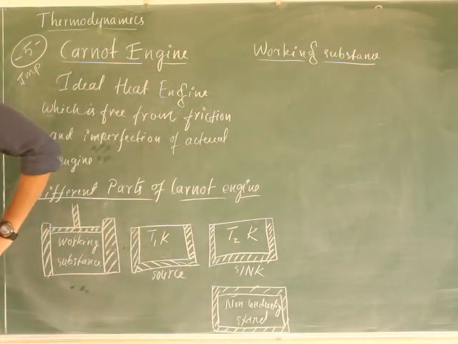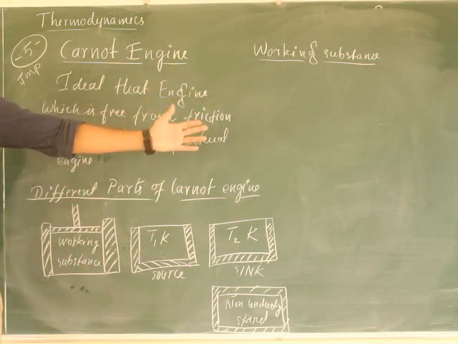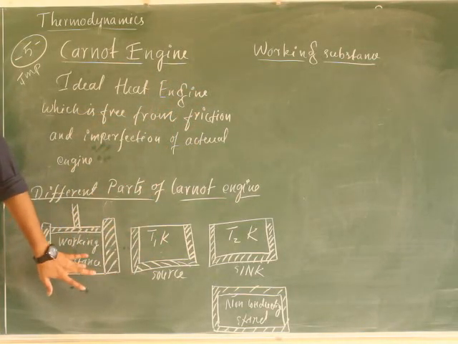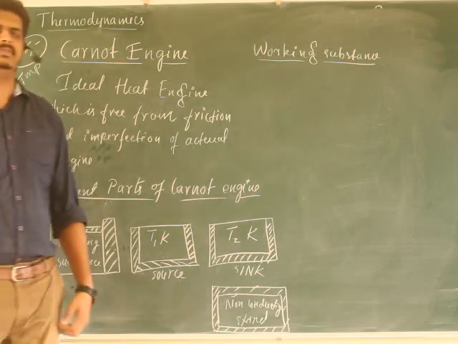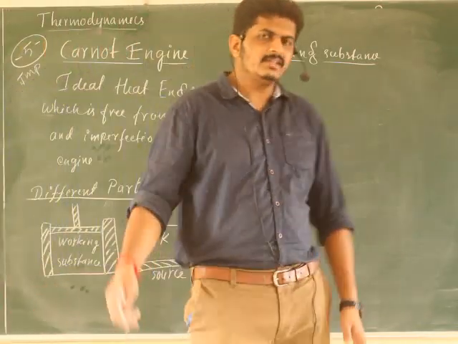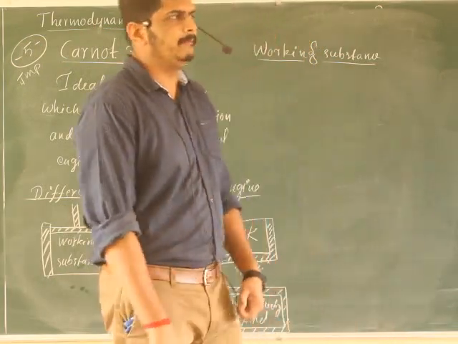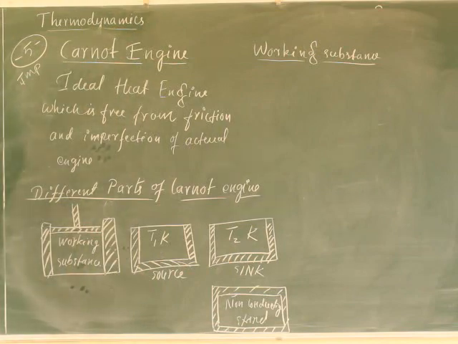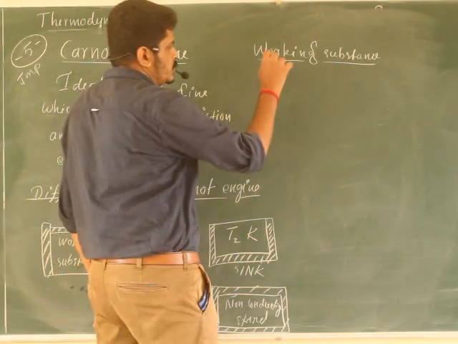It's a cylinder. The shape is like a cylinder, no? It's a cylinder with a perfectly conducting base, perfectly non-conducting wall, fitted with a non-conducting frictionless piston containing an ideal gas as a working substance. Why ideal gas? Because it is an ideal heat engine. That is why ideal gas is used inside this. Okay? Fine. Working substance explanation is over.